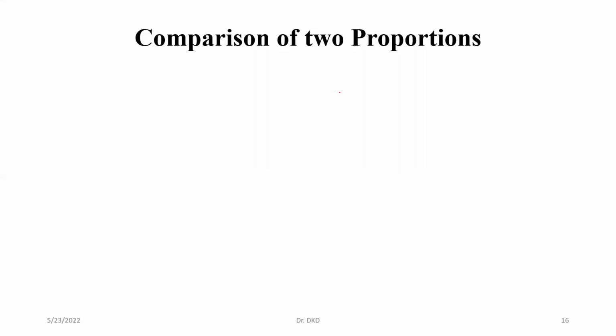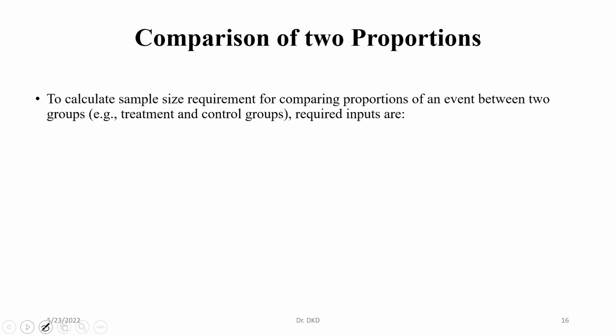Hello everyone. In this video, we will discuss the minimum sample size when the proportions of two groups are given, that is, comparison of two proportions or comparison of two prevalences. For that, we need to understand some basic requirements to calculate the sample size for comparing proportions of an event between two groups. The groups may be a treatment group and a control group.